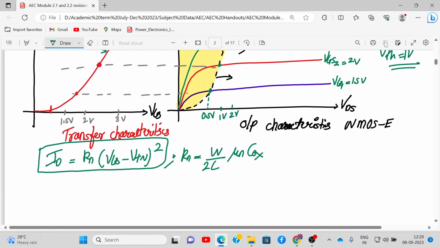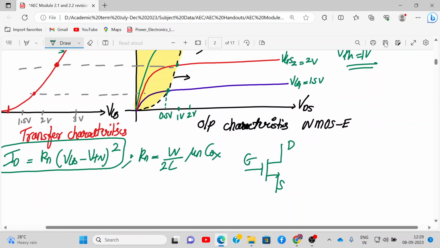Now what are the symbols? There are two symbols for this. One is the 3-terminal symbol which looks like this: gate, drain, source. There is another one also, the 4-terminal symbol. Here the arrow is inward. The 4th terminal is the substrate terminal. This is drain, gate, this is body terminal, and this is source terminal. So this is the 4-terminal symbol for NMOS enhancement type MOSFET.